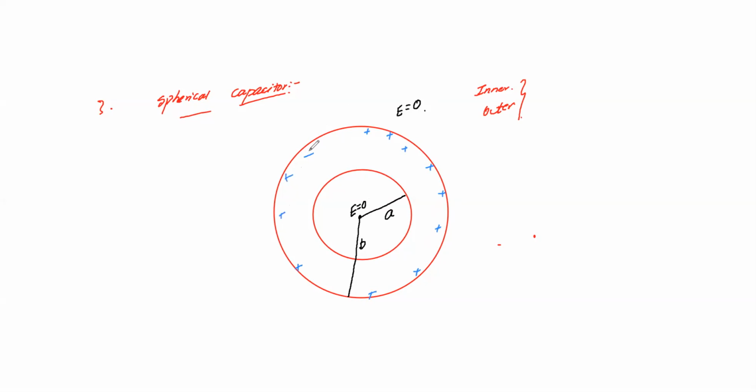Because of the induction process, what will happen? There will be some negative charges present in the small concentric shells. So the outer is positive and the inner is negative. And the field lines will travel from positive towards negative.